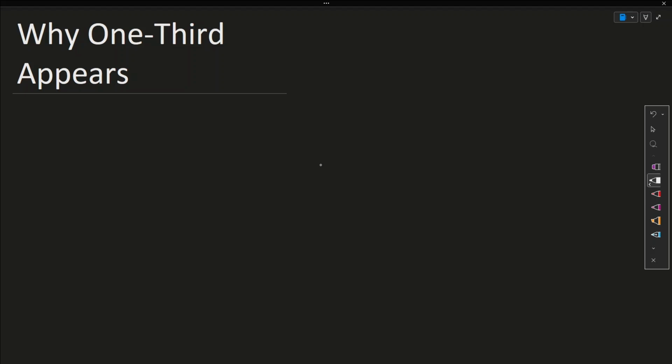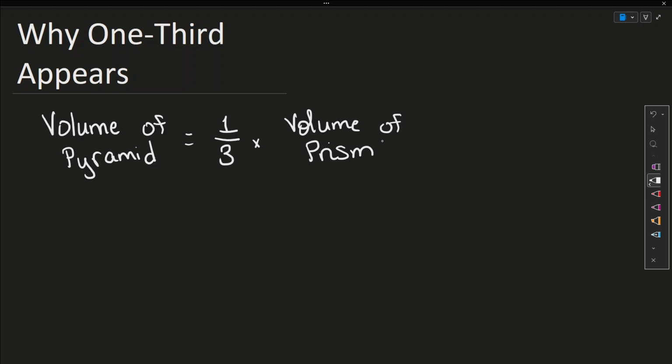A key fact is this. The volume of a pyramid is 1/3 the volume of the corresponding prism. That means if a prism and pyramid have the same base area and the same height, then the pyramid holds exactly 1/3 as much. So the volume for a pyramid is 1/3 base times height, where base means the area of the base. The same idea works for cones too. A cone is 1/3 of the corresponding cylinder.